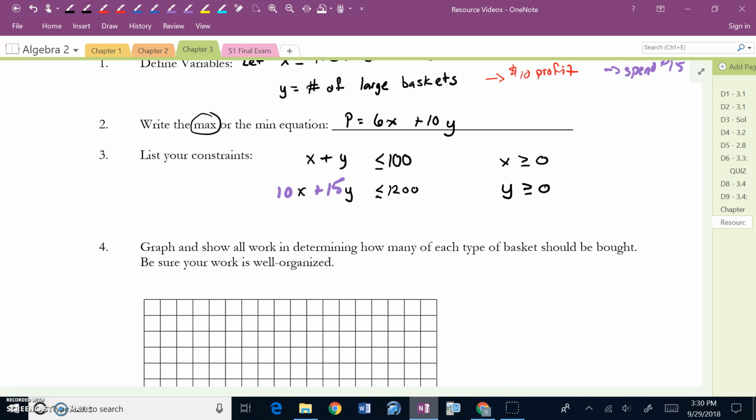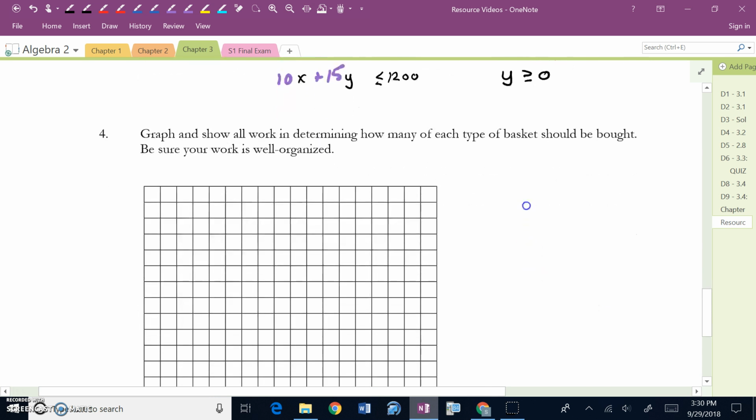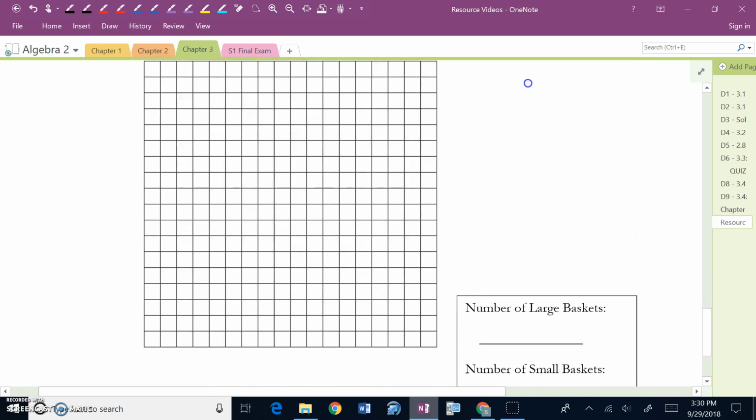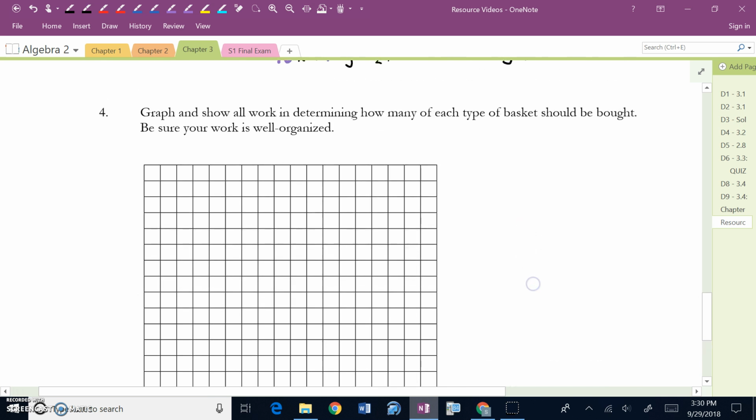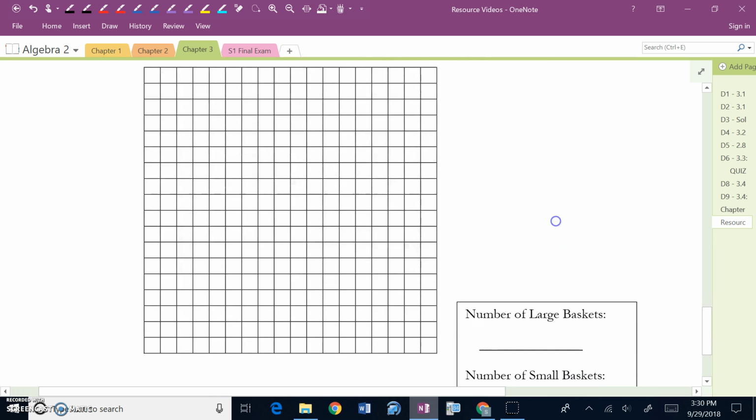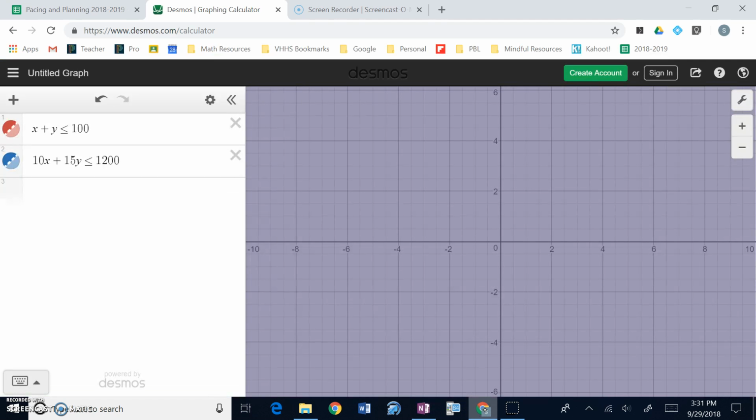Okay, from here, we're going to want to graph those constraints here. But it's not been labeled for you at all. You're going to have to figure out how to do that. Desmos is the key. So go ahead and open up Desmos in another window if you want. You can pause the video and go open up Desmos. I've already got mine open and I'll show you.